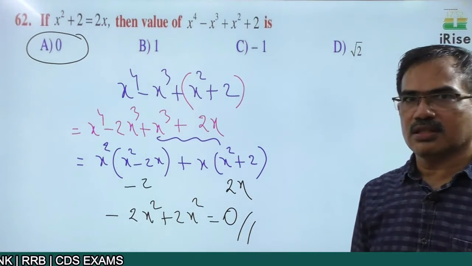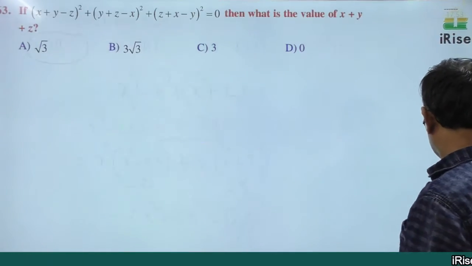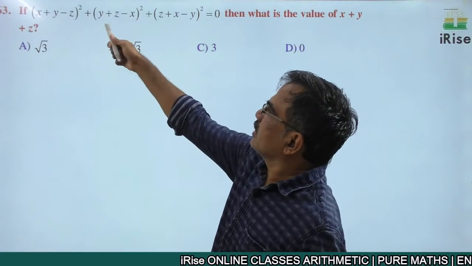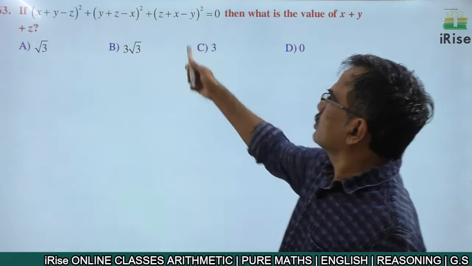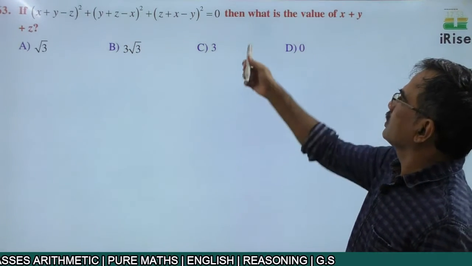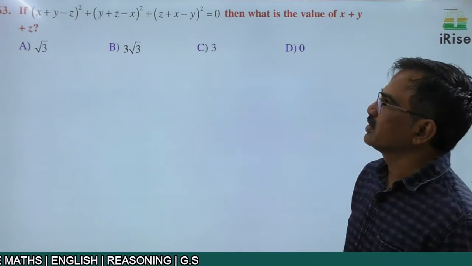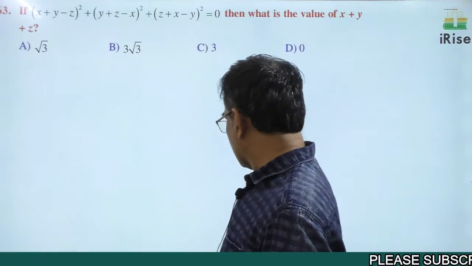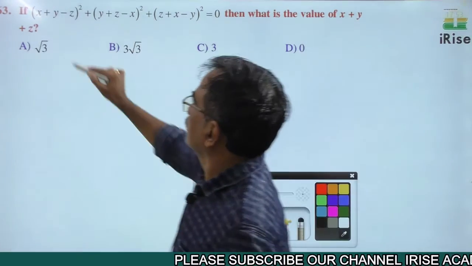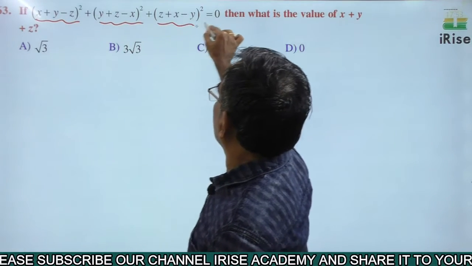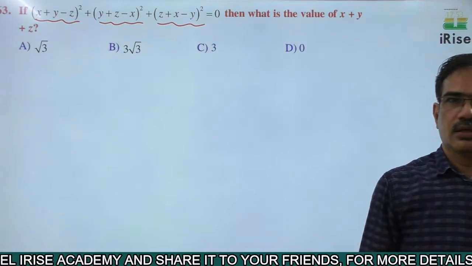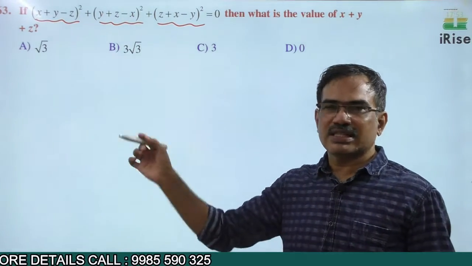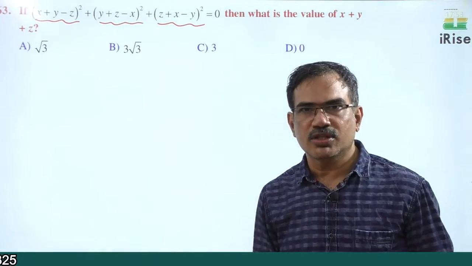Okay, next question. See the next question, please. If (x plus y minus z) whole square plus (y plus z minus x) whole square plus (z plus x minus y) whole square is 0, then what is the value of x plus y plus z? Here, the sum of the squares of the terms is 0. Square plus square is equal to 0. Already I have given, if the sum of squares of the terms is 0 and x, y, z are real numbers, then each term is 0.